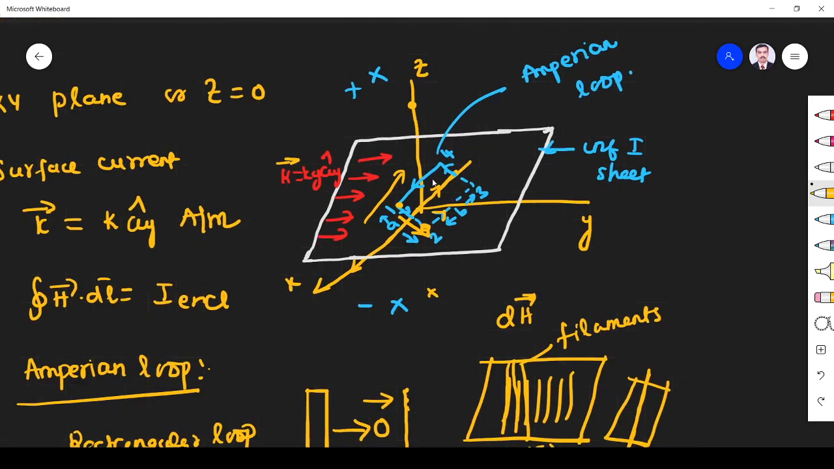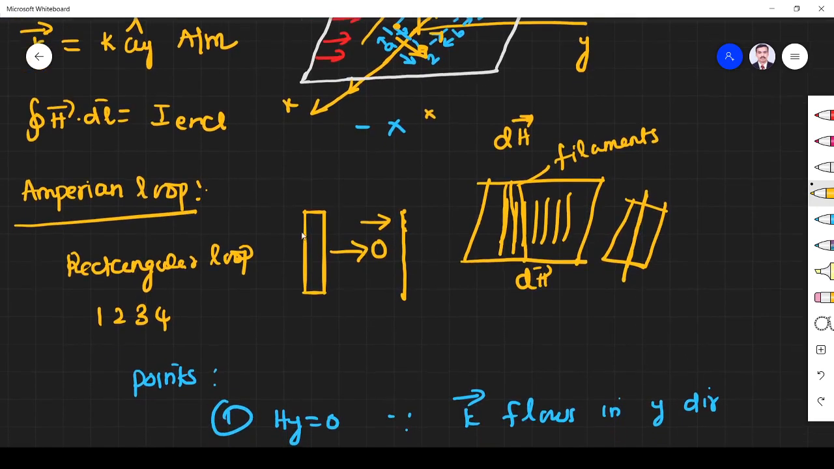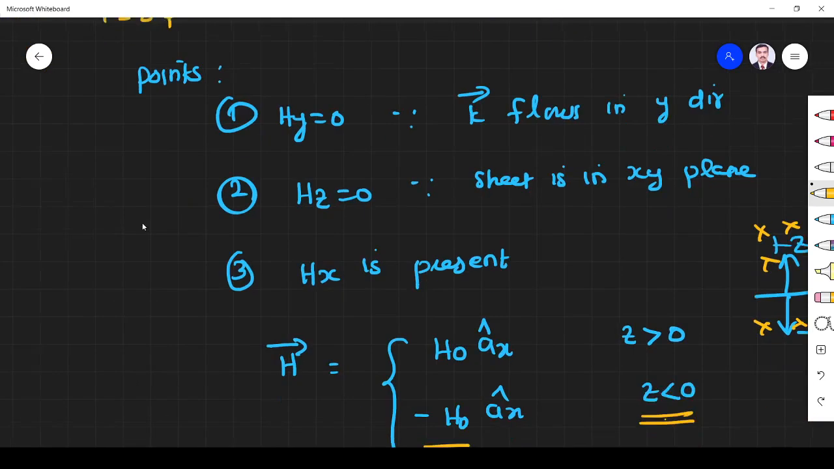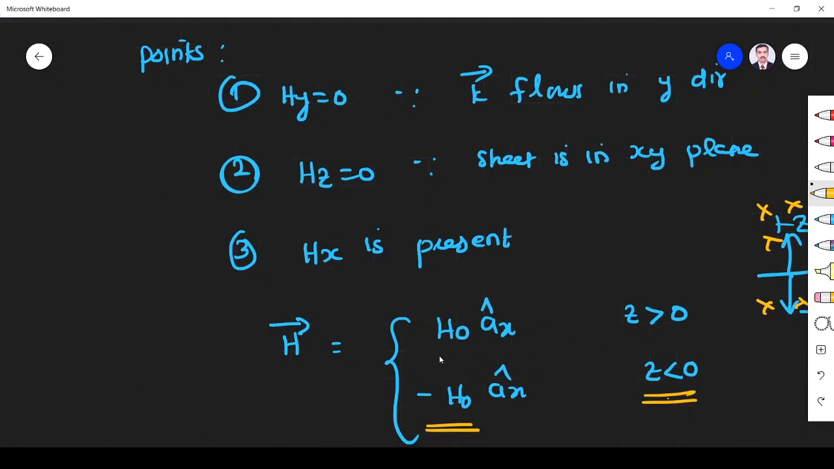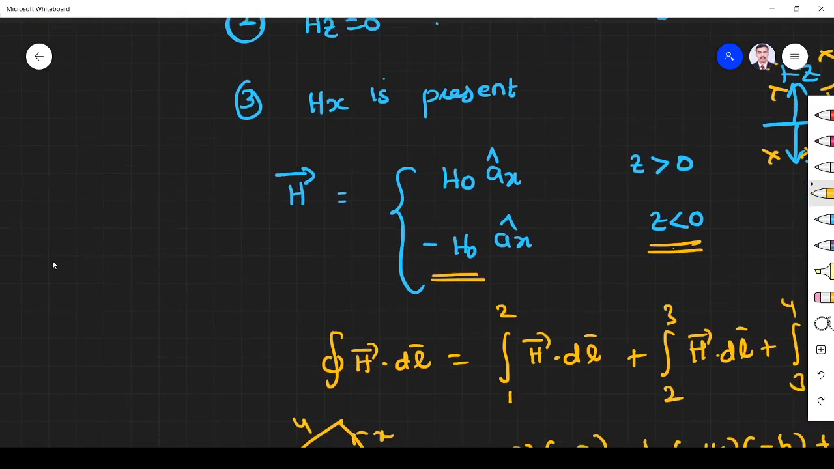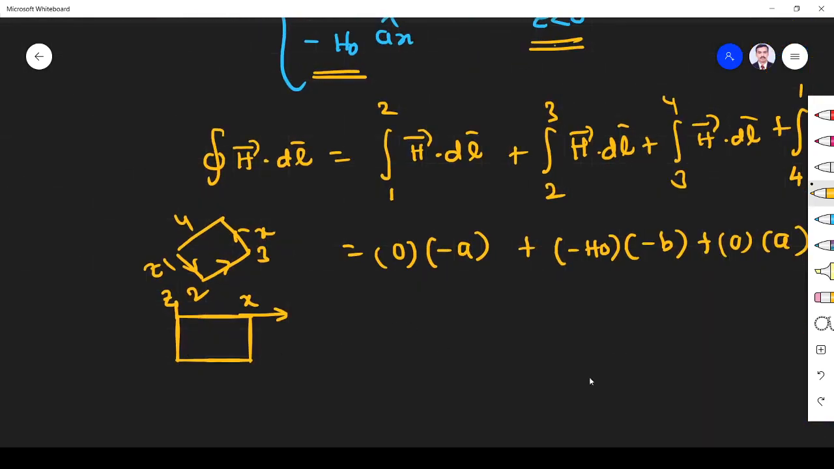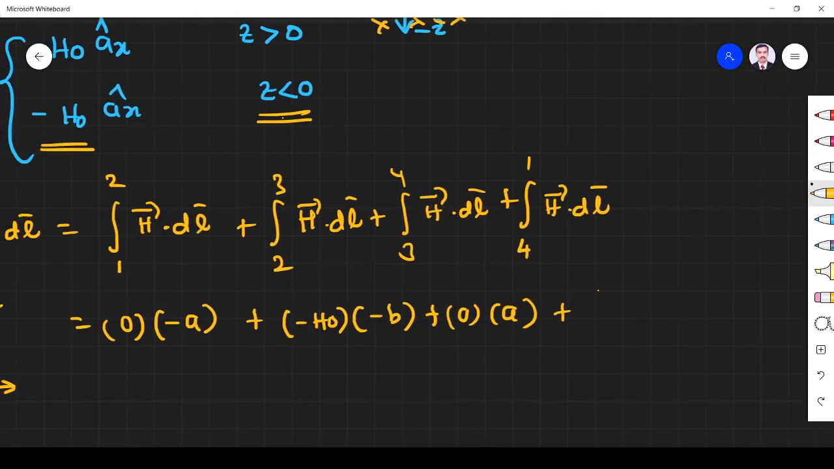The length is b, because it is in the positive x direction. What is the length of the loop? It is b only. So above the ground, where z is greater than 0, the value is h naught. So h naught into b.